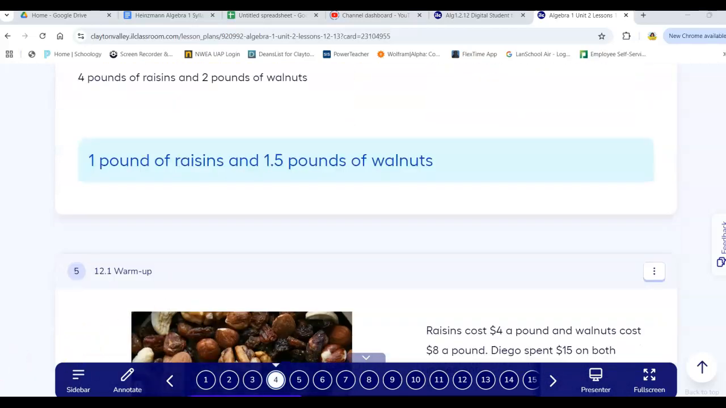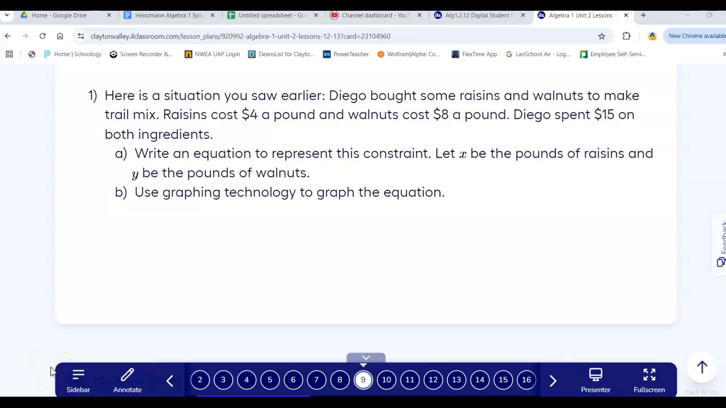Okay. So here is the first activity. The first activity deals with the exact same situation. You've got a student who wants to make trail mix. He's buying raisins and walnuts. They cost the same amount of money. He spends the same amount of money.